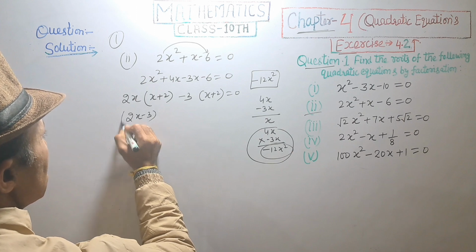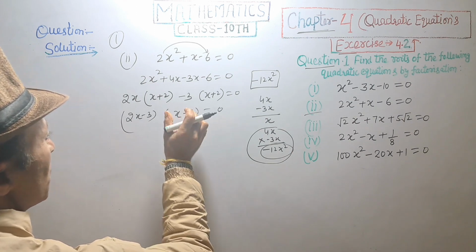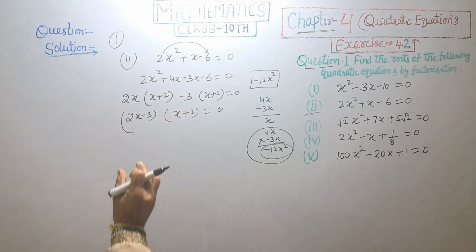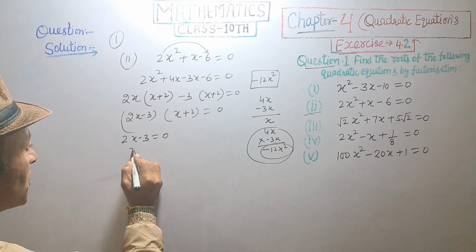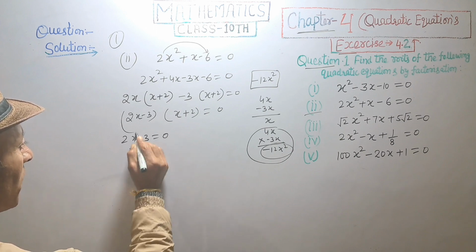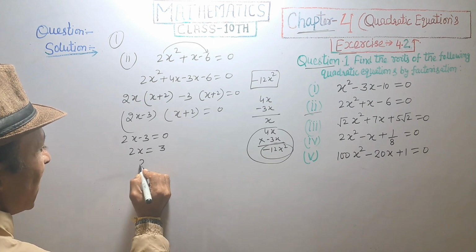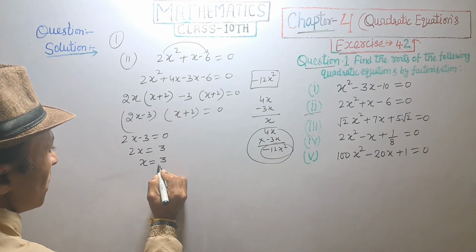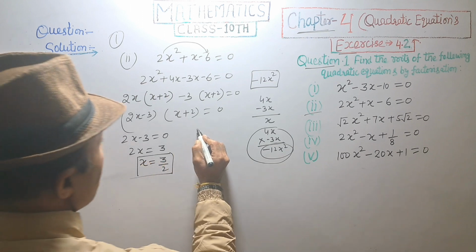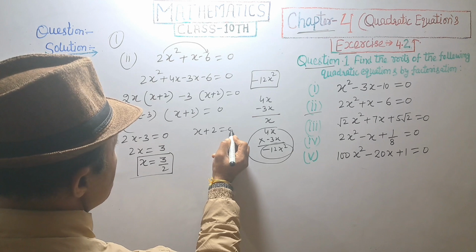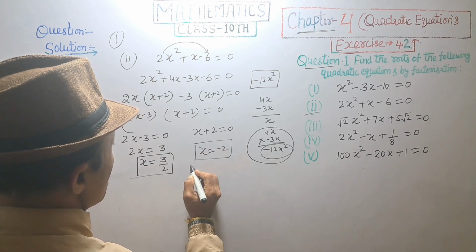2x minus 3 and x plus 2 equal to 0. 2x minus 3 is equal to 0 means 2x is equal to 3, shifting to the right side it is positive 3, and x is equal to positive 3 upon 2. x plus 2 is equal to 0 means x is equal to minus 2. Answer.